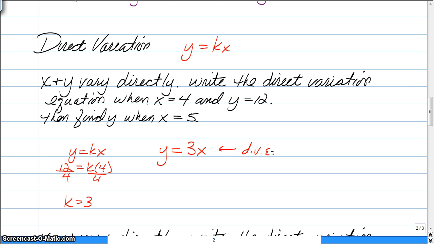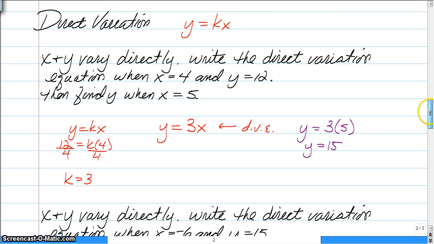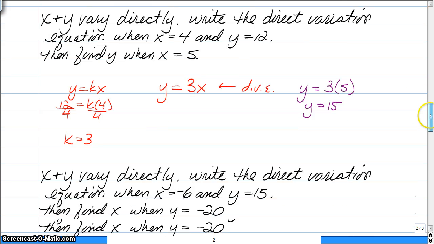Now, since you have that, to finish the problem, it says find y when x is equal to 5. So that's when we just say y is equal to 3, substitute 5 for x, and you get y equals 15. Okay? Very common mistake. People read this problem and they just stop at k equals 3. You must write the equation if it asks you to do so.